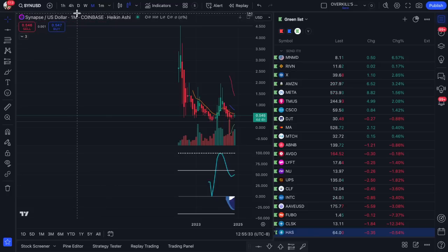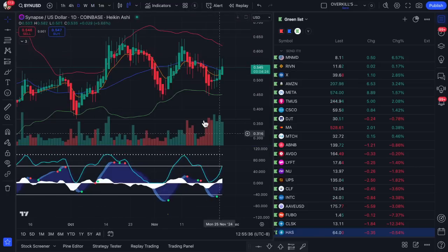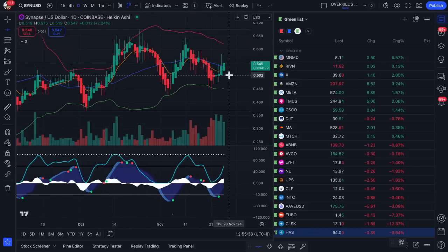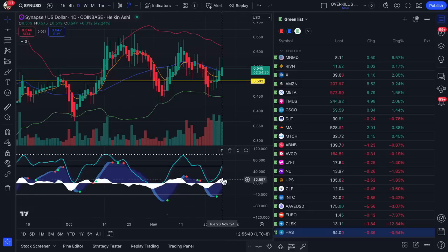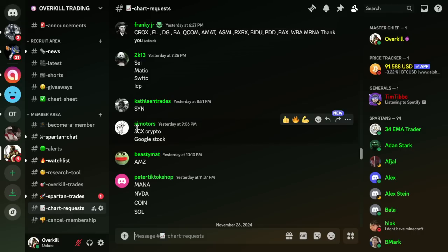Monthly is green. Daily is green as well. So again, keep inching your stop loss up. I put it at 50 cents right here. Let that thing ride. Monthly looks good though.